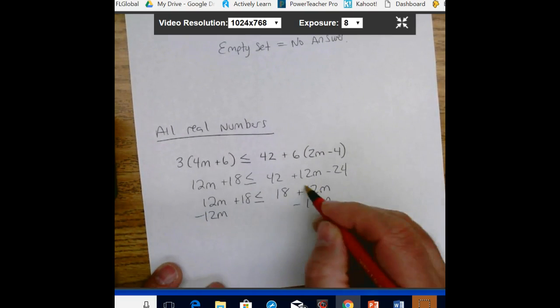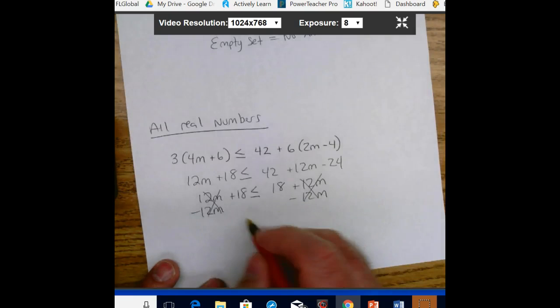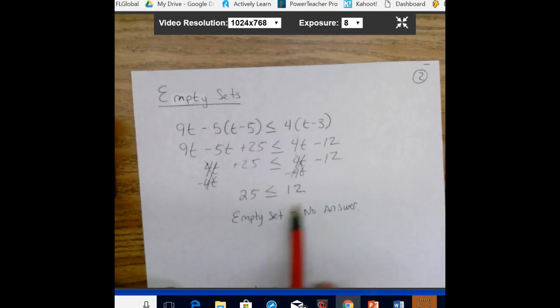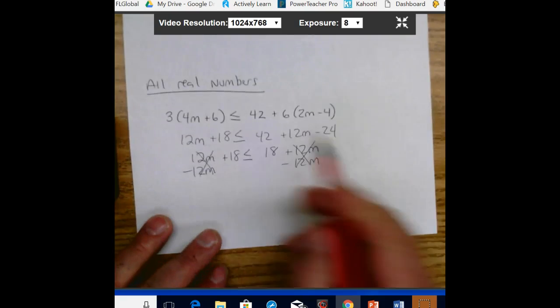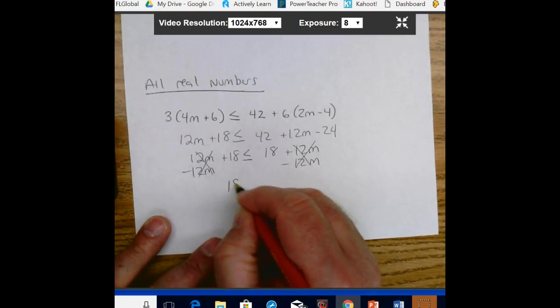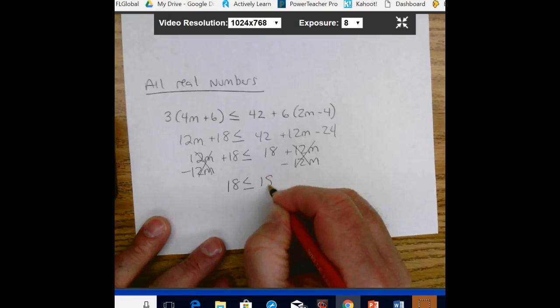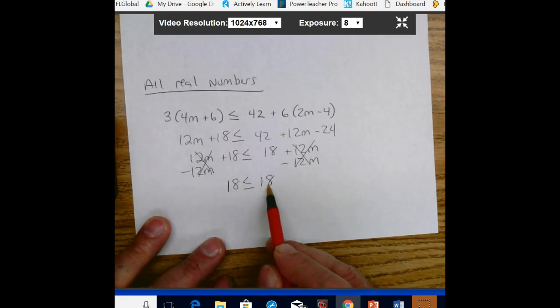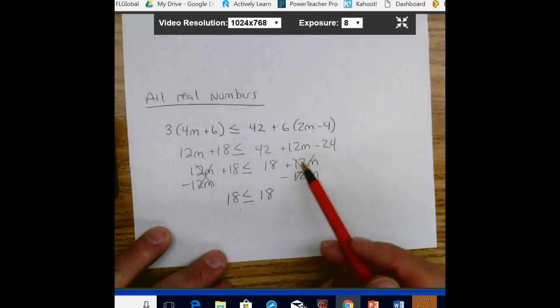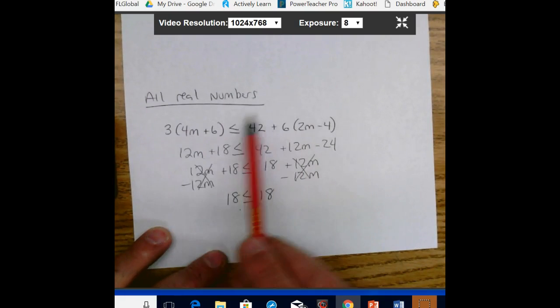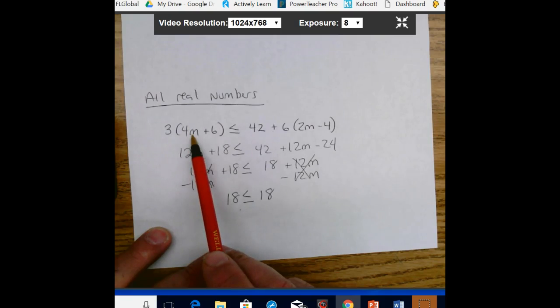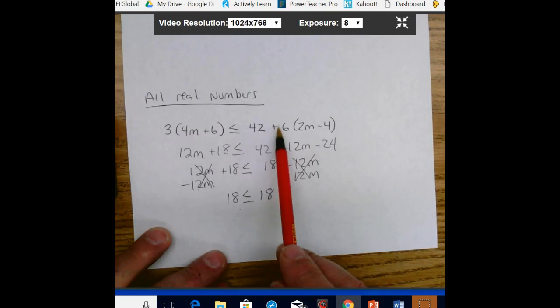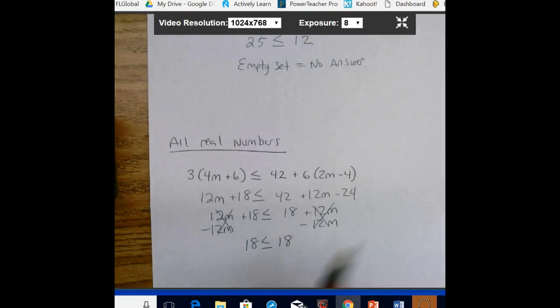Look what happens, it cancels. But instead of being this thing where they're not equal to each other, here we have 18 is less than or equal to 18. They're equal to each other. So when you have that, that means any number, all real numbers. So any real number you plug in for m will make this side always less than or equal to this side. So those are kind of the conditions.